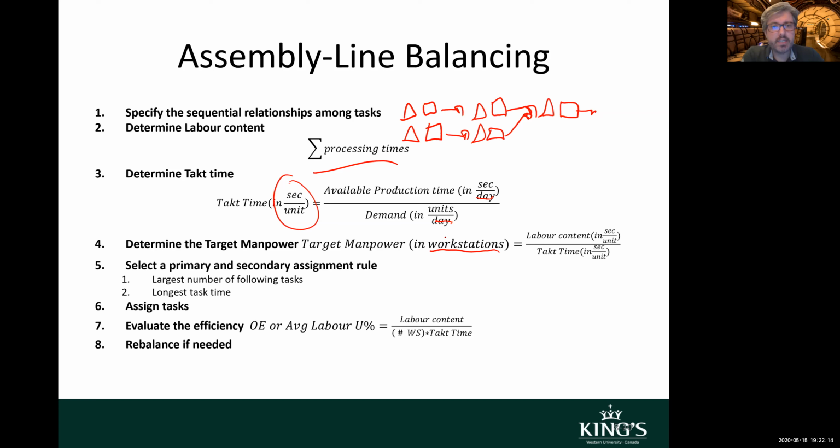So the labor content that we calculated from before, this guy over here, and the tech time that we've just calculated. Now remember, labor content is seconds per unit. Tech time is also seconds per unit. So these two things are going to cancel out. So the measurement that you have is an absolute, a number without an indicator, okay? So you will end up, for example, with 10 workstations, with 11.2 workstations, whatever. That will be your target manpower.